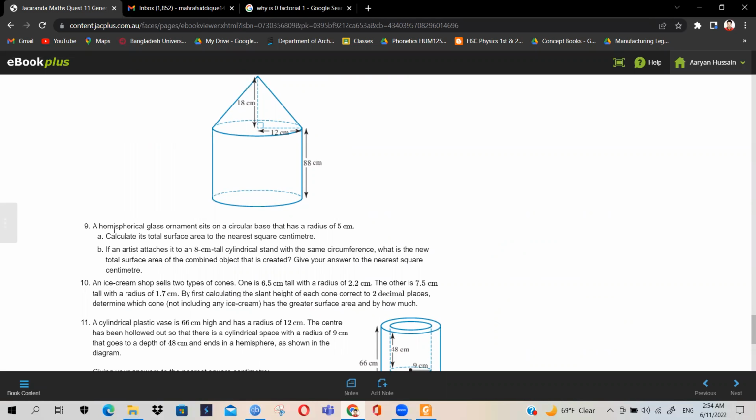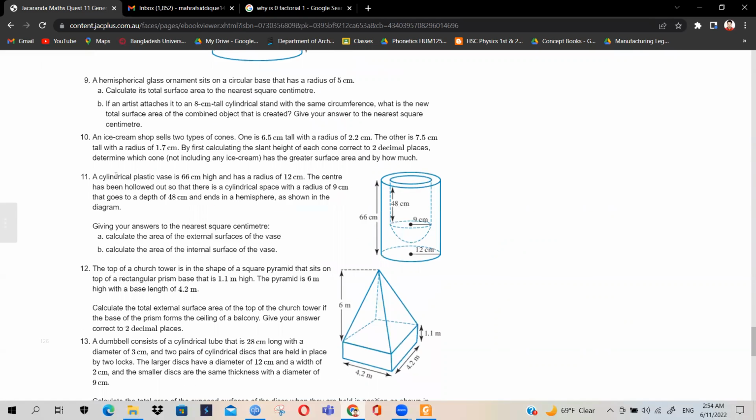Number 11: a cylindrical plastic vase is 66 centimeters high and has a radius of 12 centimeters. The center has been hollowed out so that there is a cylindrical space with a radius of 9 centimeters that goes to a depth of 48 centimeters and ends in a hemisphere. So now what do we have to do? We have to calculate the area of the external surfaces of the vase. What is the external surface? As you can see, the big cylinder here.